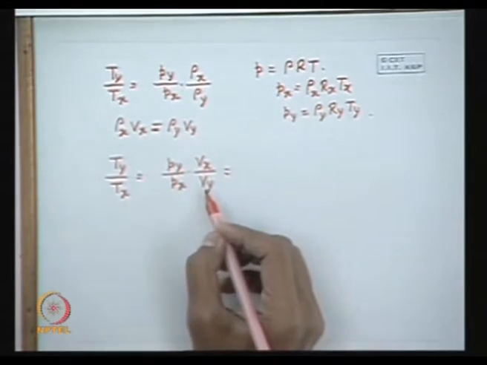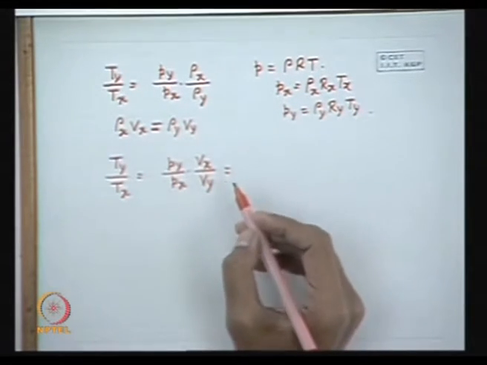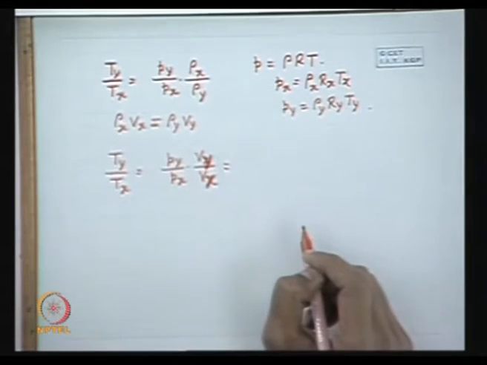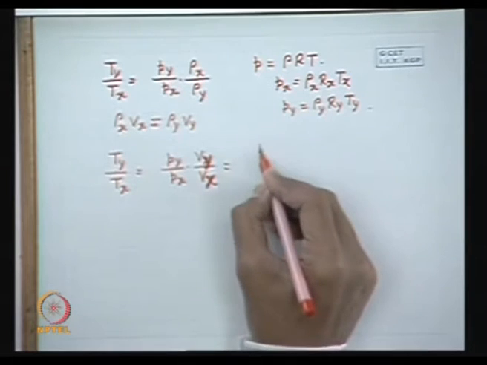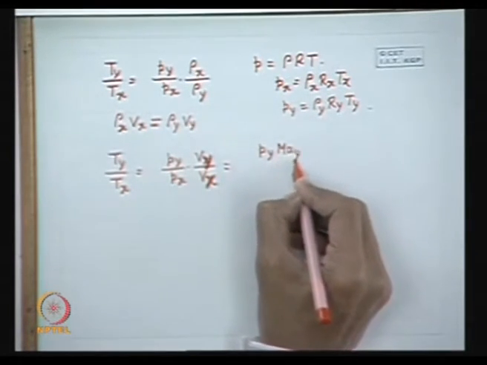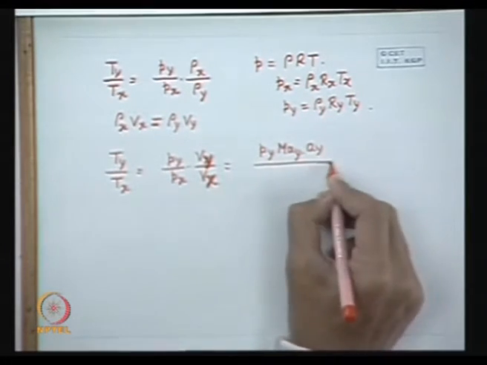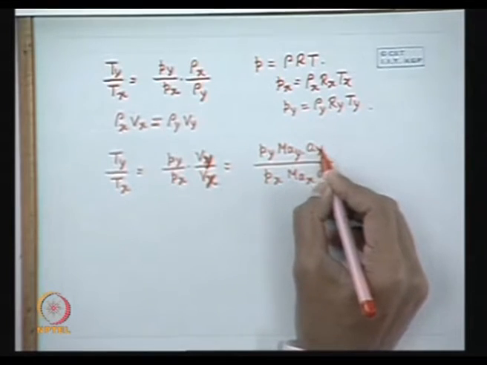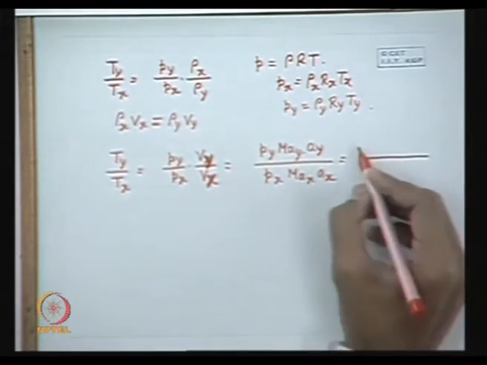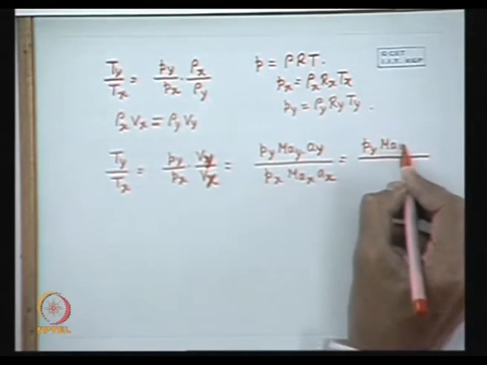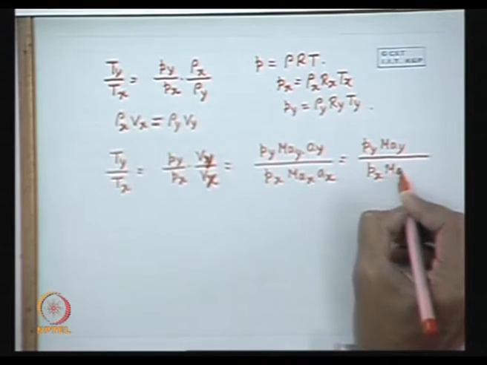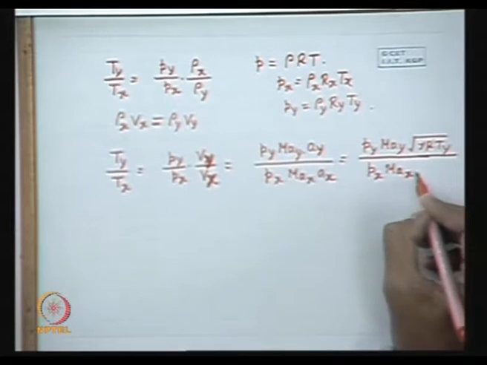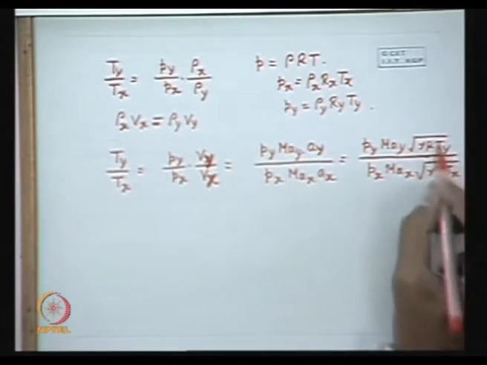Again, I can write Vx by Vy in terms of the Mach number. Well, Py by Px into Vy by Vx. Now this can be written in terms of the Mach number. That means Vy can be written as Ma y into Ay, similarly Vx can be written as Ma x into Ax. Ay and Ax are the sound speeds at the condition y and at the condition x. That means this can be written for perfect gases as Py Ma y by Px Ma x, where Ay is root over gamma R Ty, and Ax is root over gamma R Tx. This is for perfect gases.